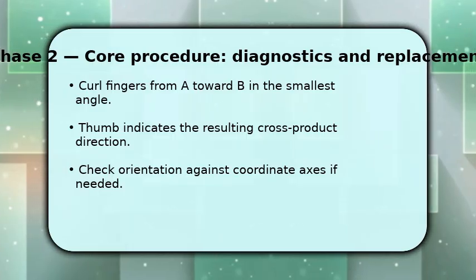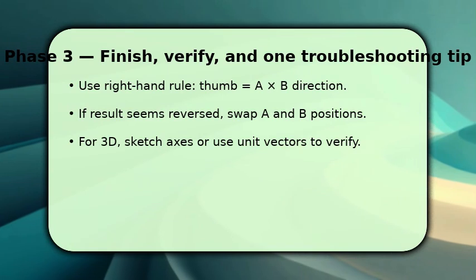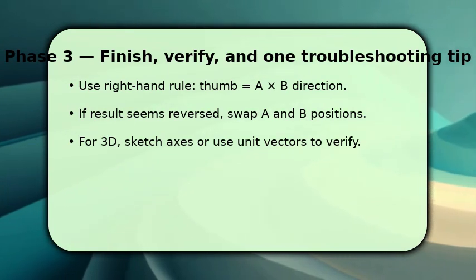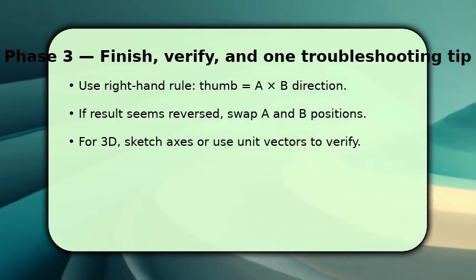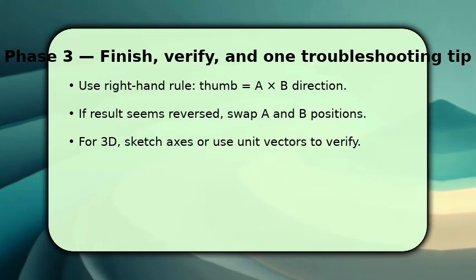Finish by confirming the thumb direction against expected results. Thumb equals A cross B. If the result feels reversed, swap the order, A versus B, and repeat the curl. Cross products are anti-commutative, so swapping flips the sign.